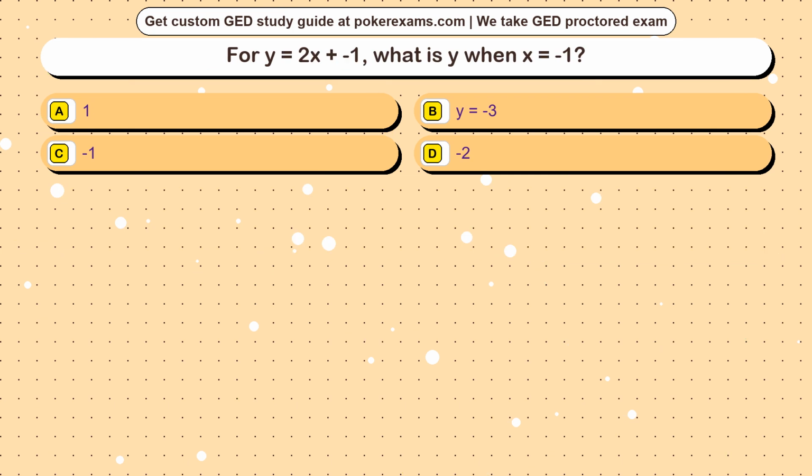Question 17. For y equals 2x minus 1, what is y when x equals minus 1? Option A 1. Option B y equals minus 3. Option C minus 1. Option D minus 2.